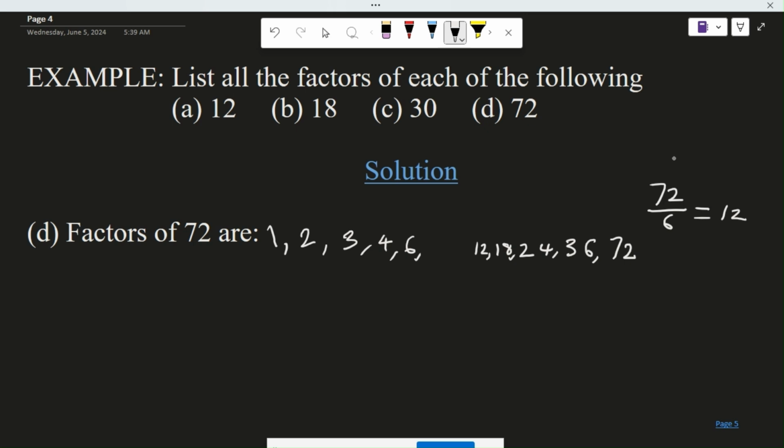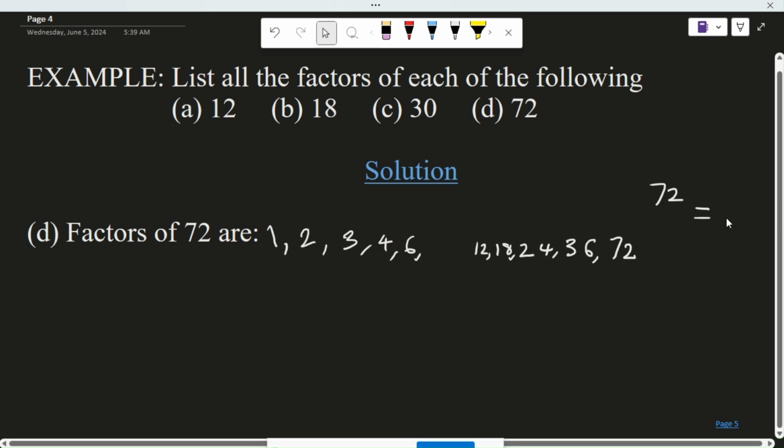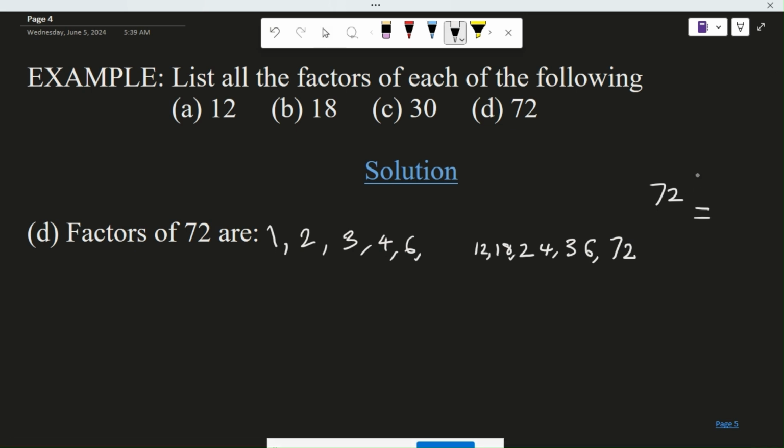The next one is 7. After 6 is 7. 7 cannot divide 72. If you press your calculator, you will confirm that. But 8 will definitely divide 72. It will divide 72 exactly without leaving a remainder. So we have 72 divided by 8. Our outcome is 9. So we have 8, comma, then we have 9.